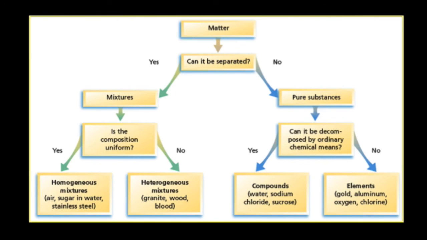Heterogeneous mixtures, on the other hand, if you take a sample and then you take another sample, the two samples are not going to have the same proportions. They're going to have different proportions because they are not a uniform composition. So examples are going to be granite, wood, blood. At any point, if you take some of your blood out, you're going to see different percentages of platelets and different percentages of red blood cells and white blood cells. So that is considered a heterogeneous mixture.